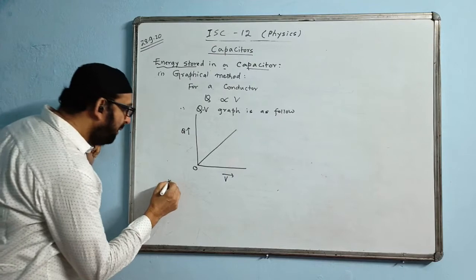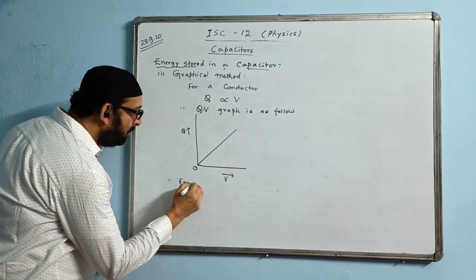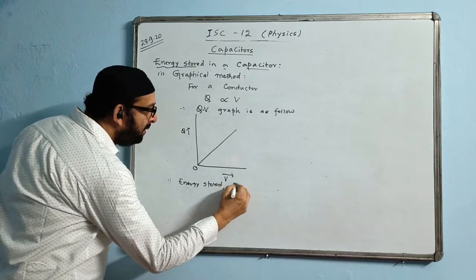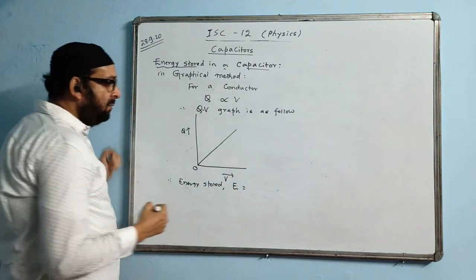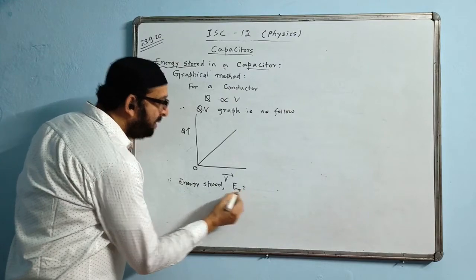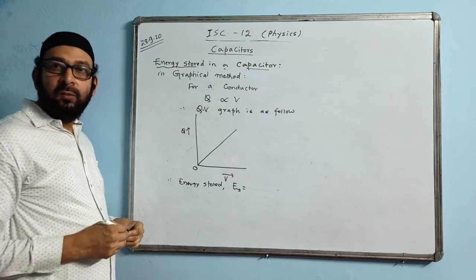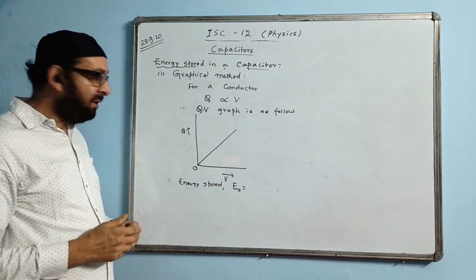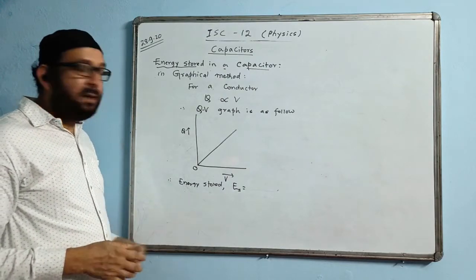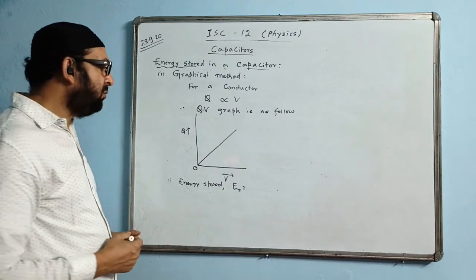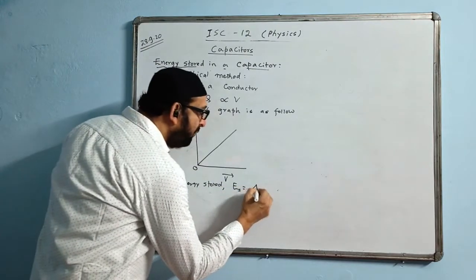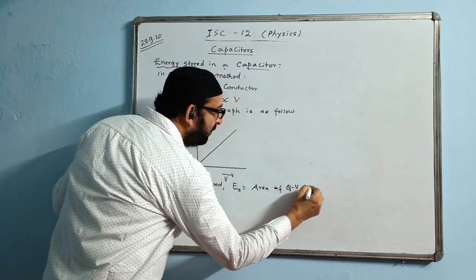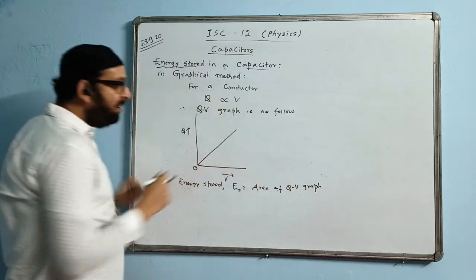Therefore, energy stored, that we denote by E, or E with S, I write ES. ES is energy stored. If you write only E, it will look like electric field, so I write E with the subscript S. That is, energy stored is equal to the area of the QV graph. We'll find the area of this graph.